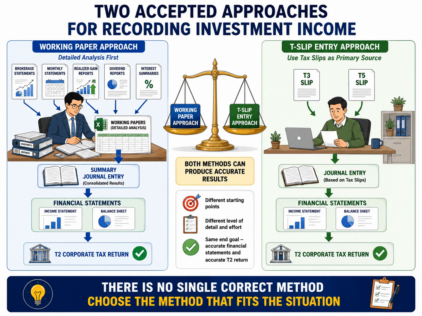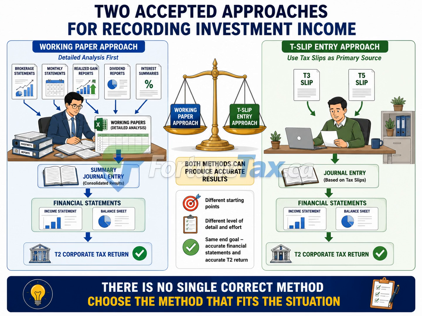On the right side, we see the T-slip entry approach. This method is much simpler. Instead of analyzing every transaction, the accountant primarily relies on T3 and T5 slips as the source documents. The information from the slips is recorded directly into the accounting records through journal entries. Those journal entries then flow into the financial statements and ultimately into the T2 return. This approach is often used by smaller corporations with less complex investment activity.